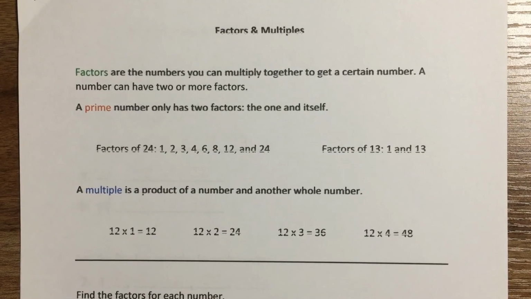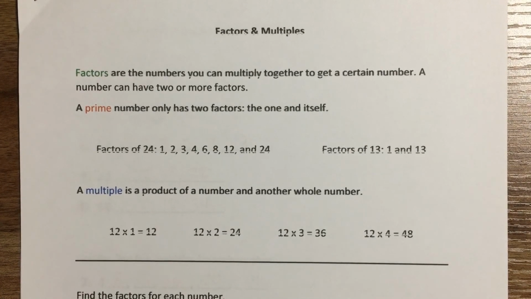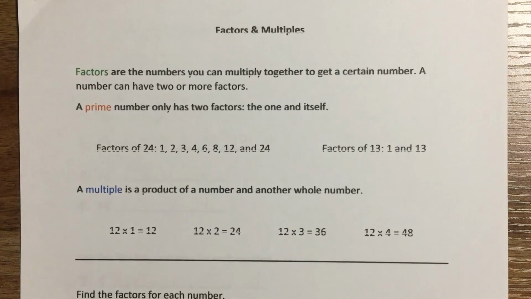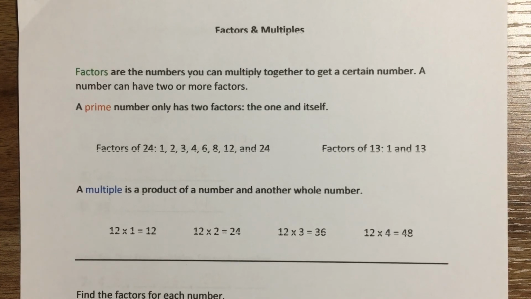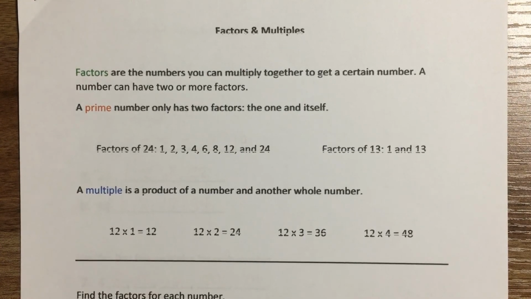I do believe I'm going to talk about prime and composite numbers in the next one. So we'll come back to that prime number idea, just having one and itself as factors. And we'll also talk about what a composite number is, which is kind of the opposite of what a prime number is. Pretty easy stuff. We'll talk about that in the next video.